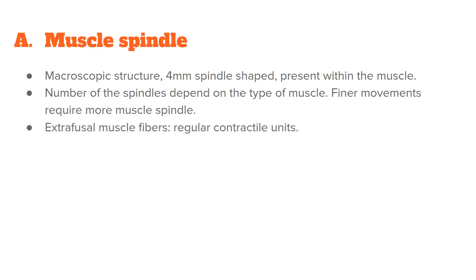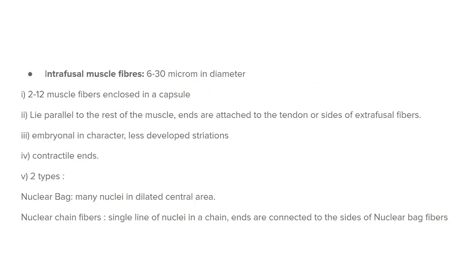Now, these are the intrafusal fibers that lie within the extrafusal muscle fibers. These extrafusal muscle fibers are nothing but the regular contractile units that we spoke about in the last class. Now, the size, they are really small, 6 to 30 micrometers in diameter. How many are there? 2 to 12 muscle fibers, enclosed in a capsule. They lie parallel to the rest of the muscle, and the ends of the intrafusal fibers are attached to the tendons, which then join with the extrafusal fibers.